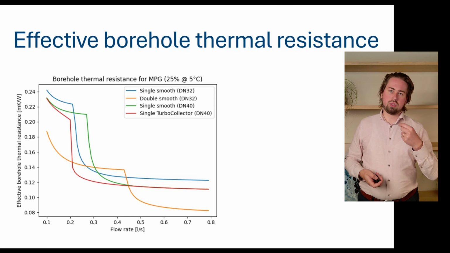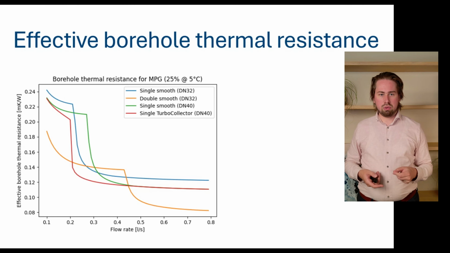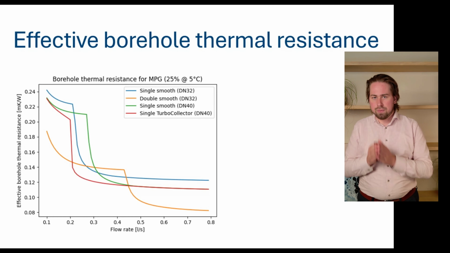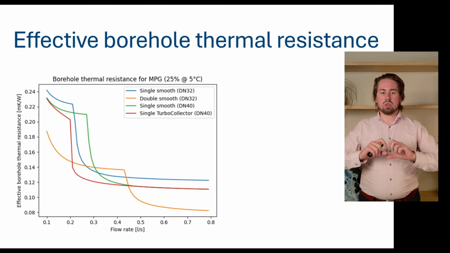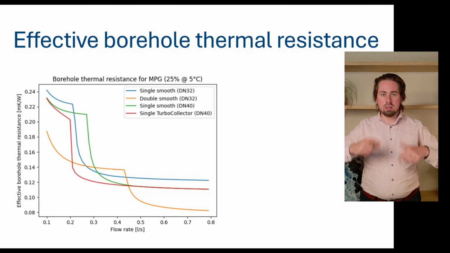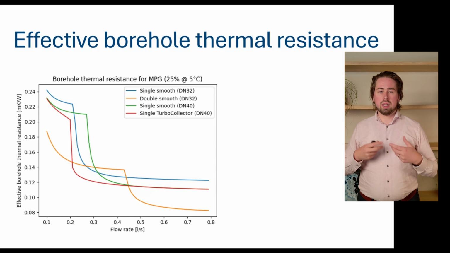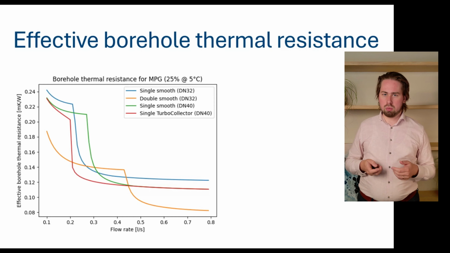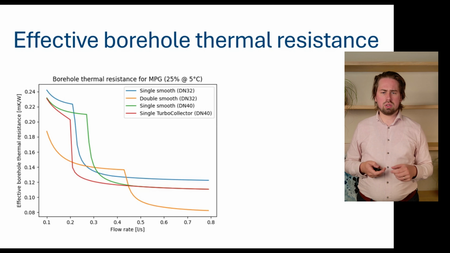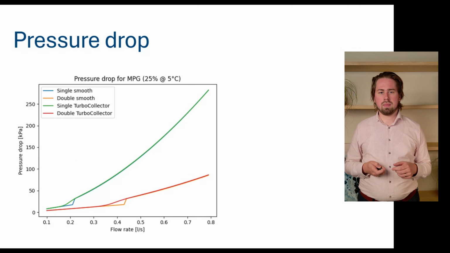When you compare that to the single TurboCollector DN40, again the same effect happens. The turbulence starts sooner, so the range in which our single DN40 outperforms the double DN32 has now become bigger due to this turbo effect. So that's also clearly visible here.